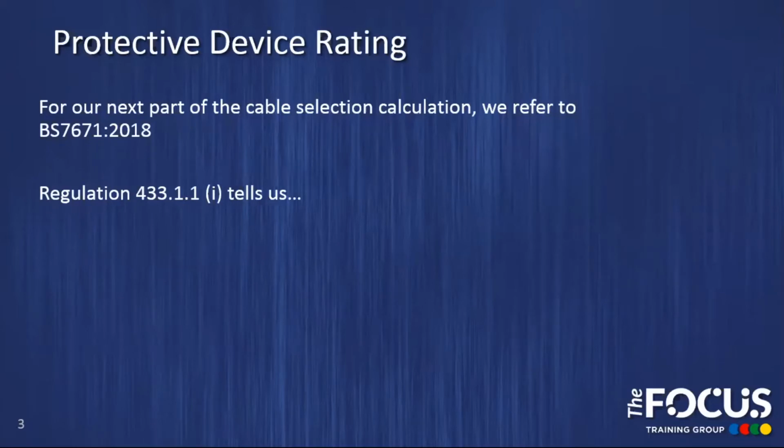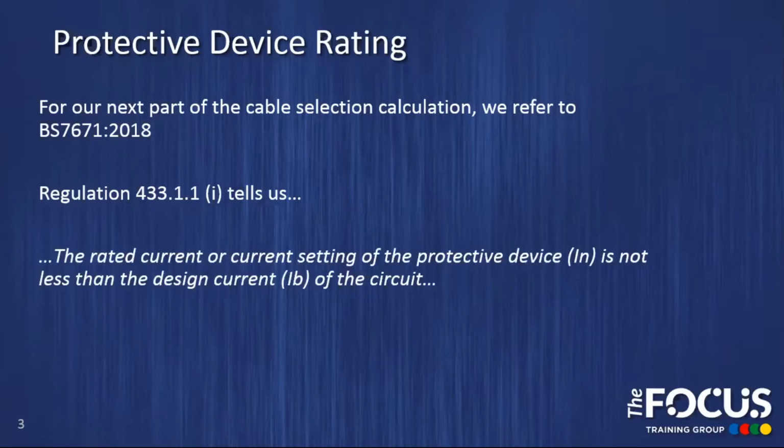For our next part of cable selection calculation, we refer to BS 7671 2018. Regulation 433.1.1 Indent 1 tells us the rated current or current setting of the protective device, IN, is not less than the design current, IB, of the circuit. This gives us this little formula that is shown in BS 7671.